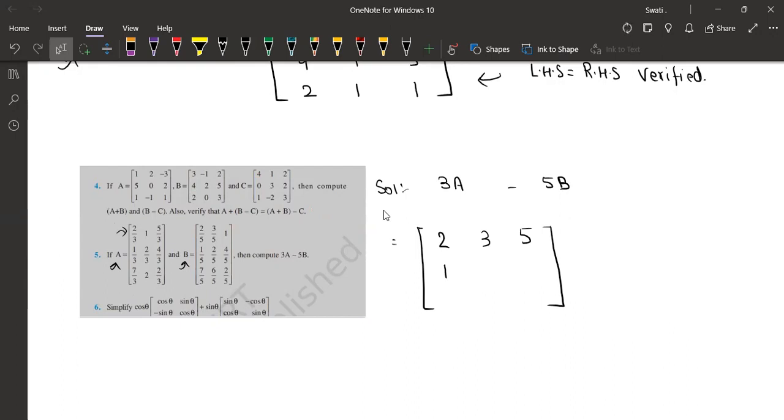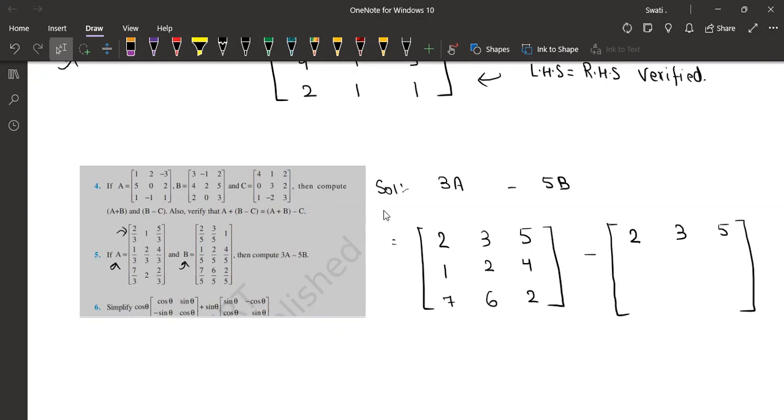3 into 2 by 3, so only 2. 3 into 4 by 3, so only 4. 3 into 7 by 3, so only 7. 3 into 2, that is 6. 3 into 2 by 3, so 3 will get cancelled, so only 2. Minus, now this time we have 5 times B. That means 5 into 2 by 5, so only 2. 5 into 3 by 5, so only 3. 5 into 1, so it is 5.